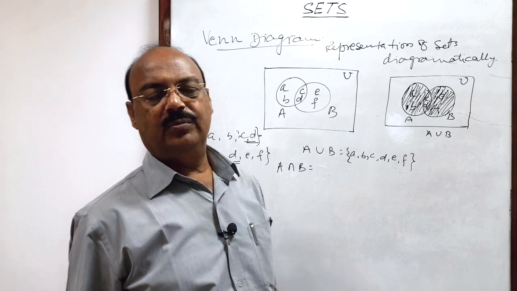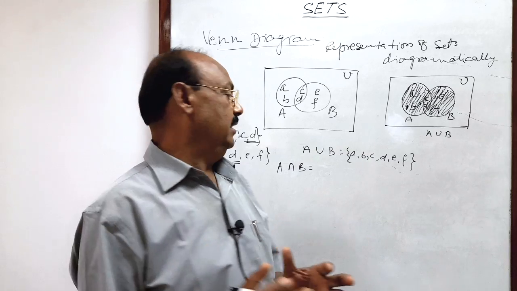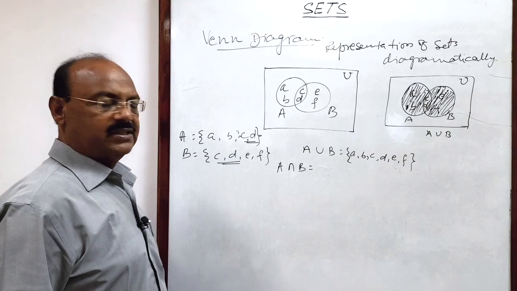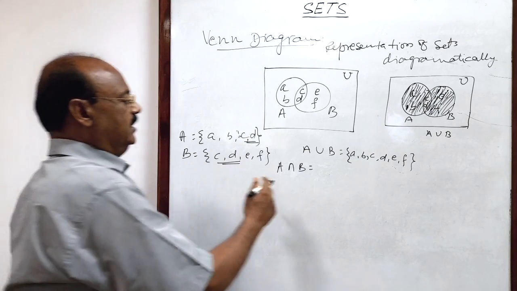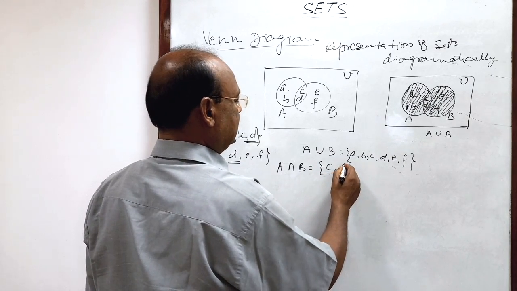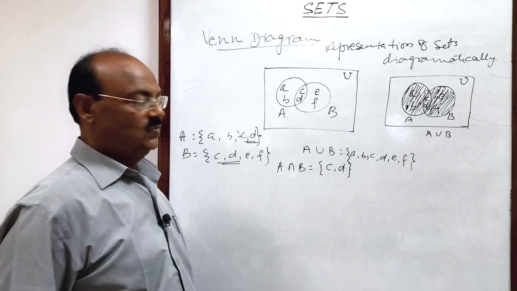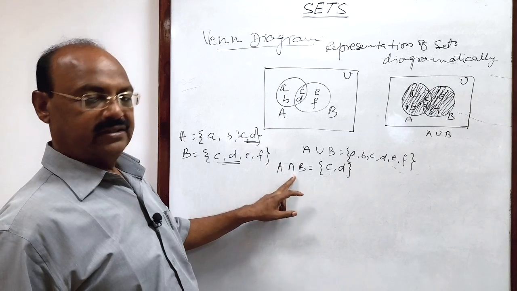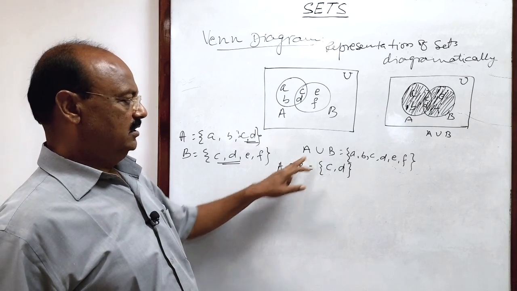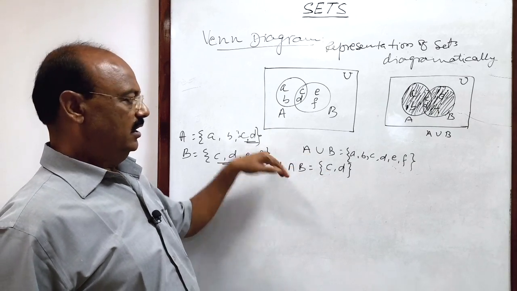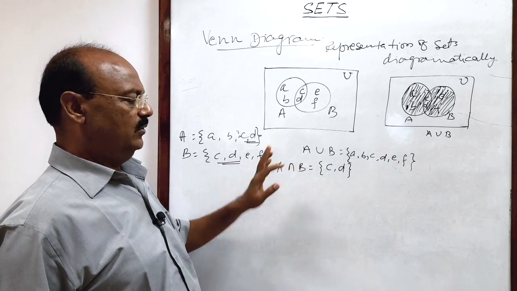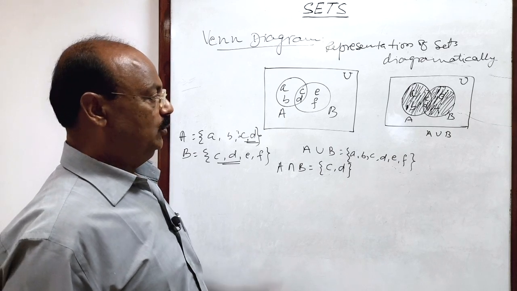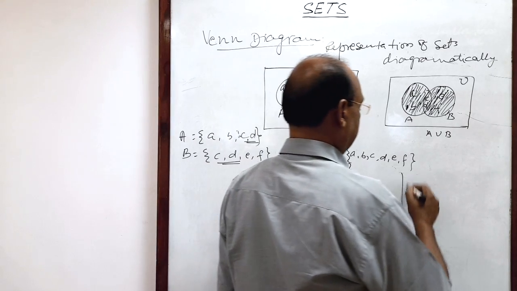A intersection B means common area, common elements. So in respect of these two sets A and B, which elements are common? Only C and D. So this will be C and D. And how can we represent A intersection B? This is known as intersection, this is known as union, these are just opposite notations, the reverse of this one. So A intersection B can be represented diagrammatically using a Venn diagram in this way.